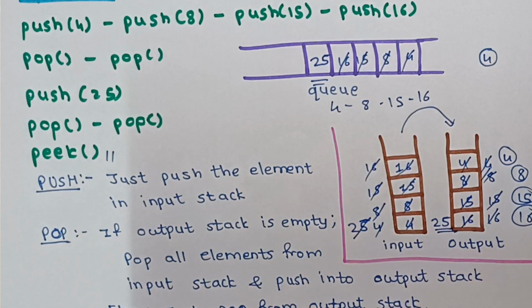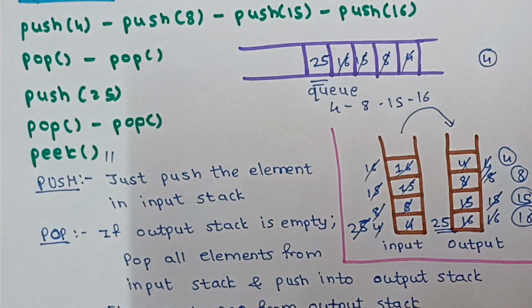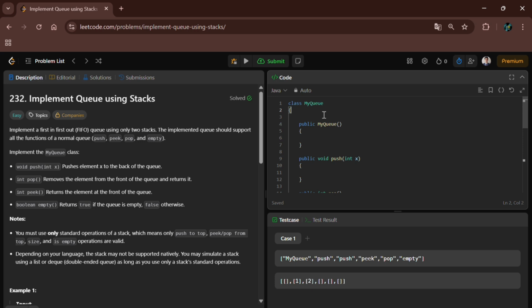Okay, so let's see the code on Leetcode. Let's understand the code. First we have to create two stacks, an input stack and an output stack. So Stack<Integer> as input, and Stack<Integer> as output.